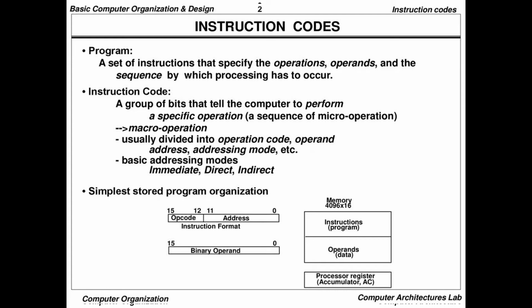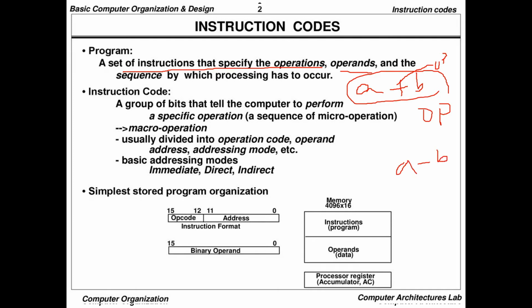And as you know, a program is a set of instructions that specify the operations, operands and the sequence by which processing has to occur. For example, I have A plus B. What are A and B here? A and B are operands. What is plus here? Operator. So I am doing an addition operation. Let us assume I have A minus B. A and B are operands, minus is the operator, and I am doing a subtraction operation. So instruction code, as we already discussed, is a group of bits that tell the computer to perform a specific operation. It's divided into opcodes and addressing modes.